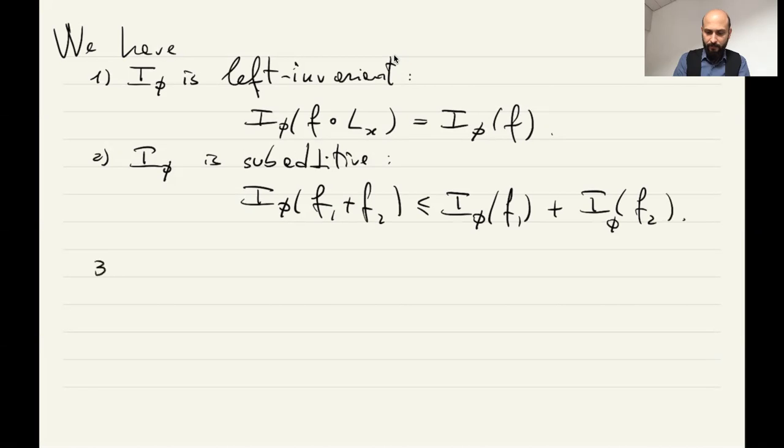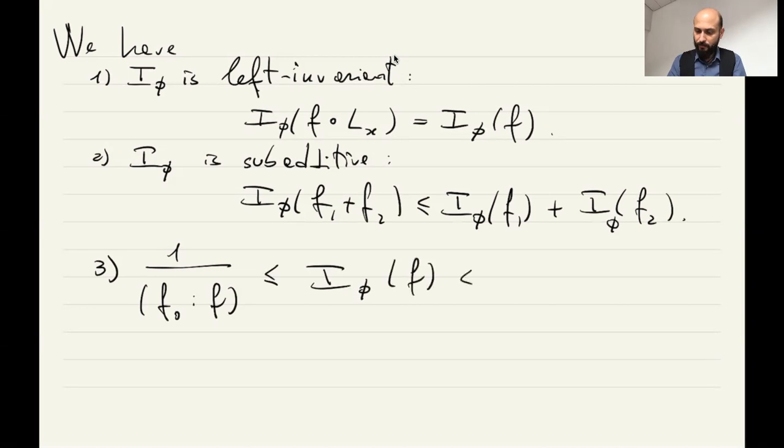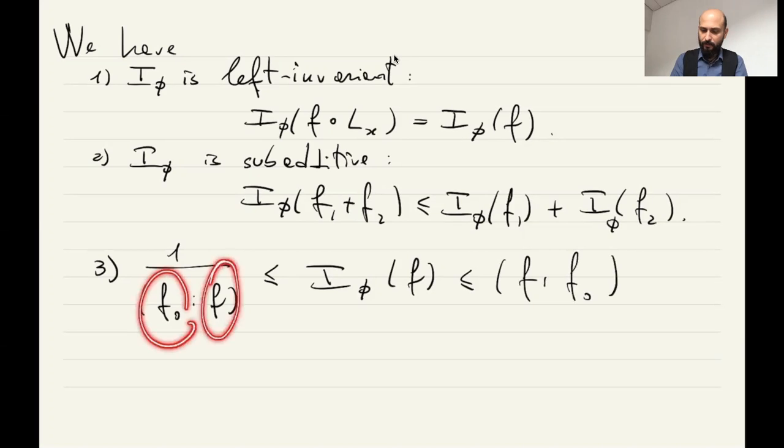And moreover, we have another property we should discuss now: if f0 is the function that we use to normalize, we have an upper bound and a lower bound for this operator I phi. Here is (f0 : f) and (f : f0). So let's prove this. Let's give a number here, denoted with this triangle symbol.